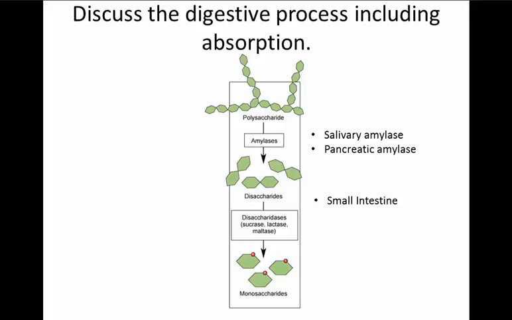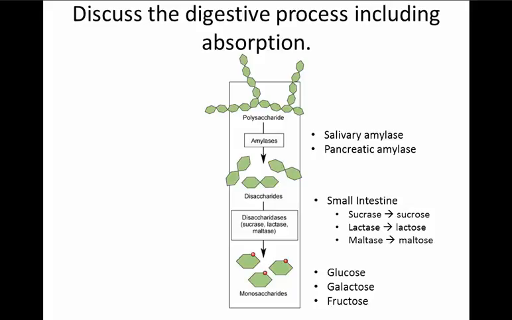The chemicals in the small intestine that are released are sucrase, which breaks down the chemical sucrose, lactase, which breaks down the disaccharide lactose, and maltase, which breaks down the disaccharide maltose. Ultimately, once this process has occurred, we've broken down those sugars into monosaccharides, individual sugar molecules. The individual sugar molecules are glucose, galactose, and fructose. The sucrose, lactose, and maltose are made up of various combinations of these monosaccharides. All of this has occurred within the GI tract.